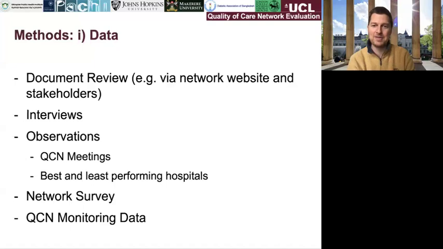Observations of QCN meetings at each level of the network, but also observations of best and least performing hospitals in our case study countries. A survey of network members, again, at all levels of the network, from the facility level up to the national level in each country, and also the QCN monitoring data that we were able to access.